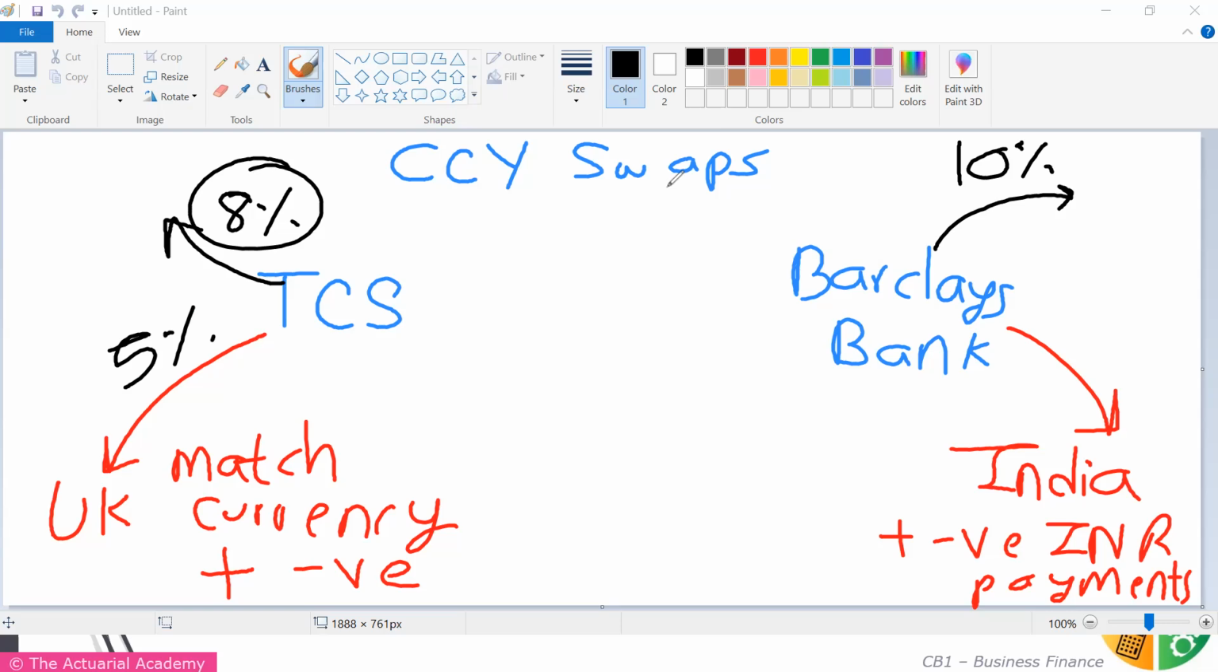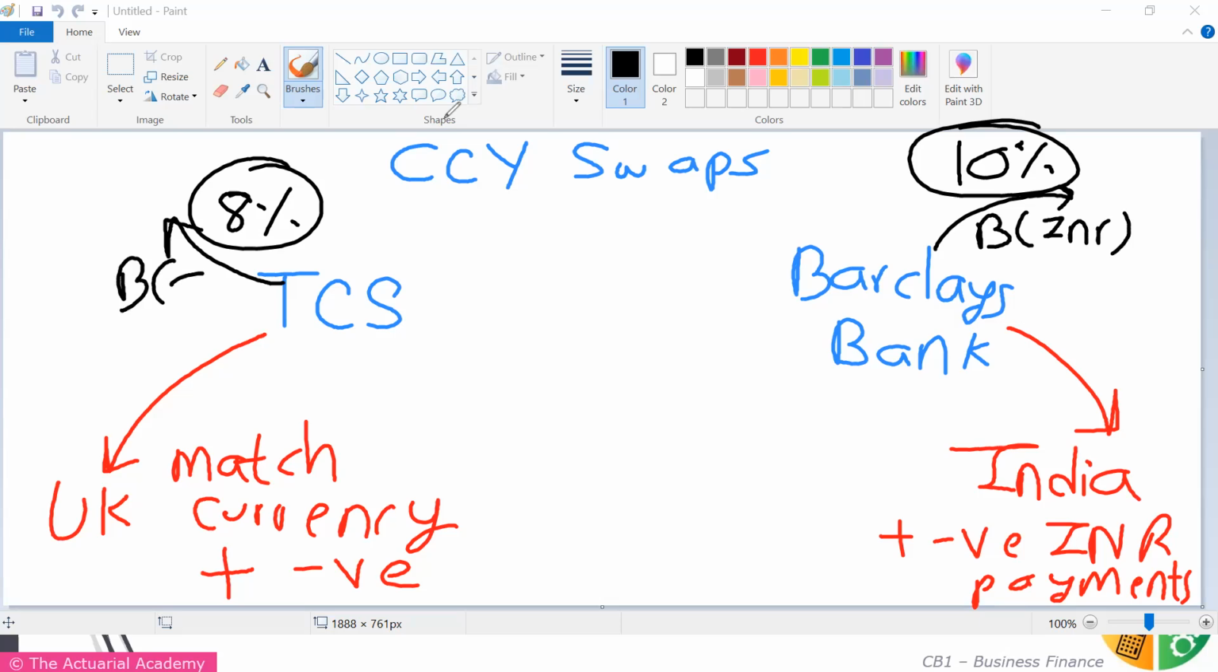This black thing which is there, I'll just keep this black thing. It's borrowing in INR. Okay, borrowing in INR. So now automatically you can see TCS has the advantage to borrow in INR, but Barclays does not have an advantage to borrow in INR. That is one thing. Now, again, TCS would want to borrow from UK.